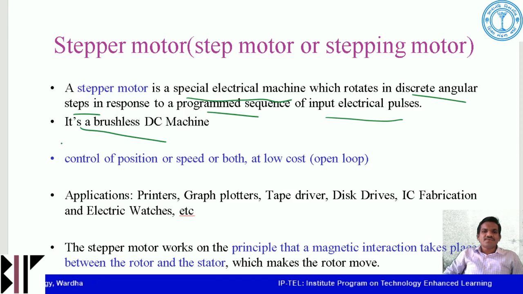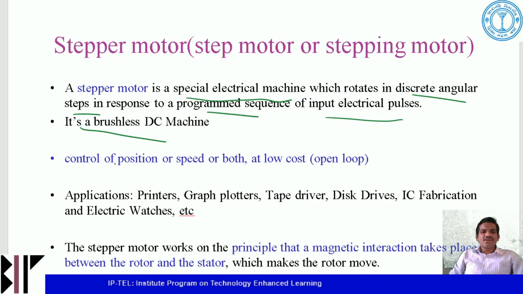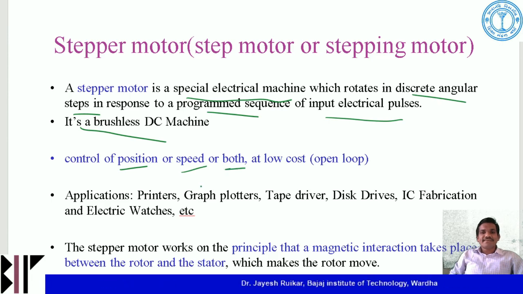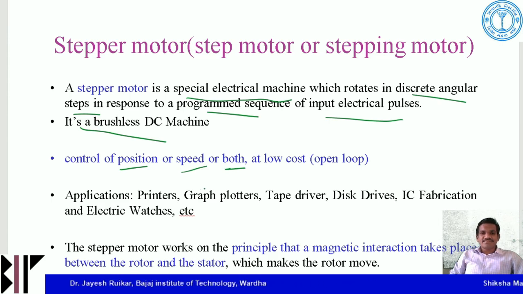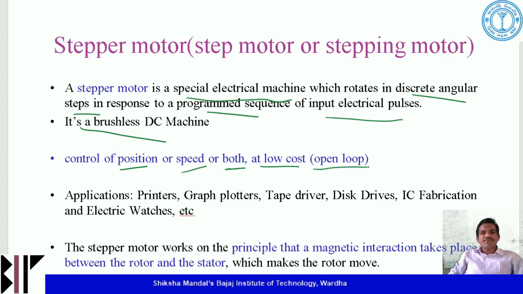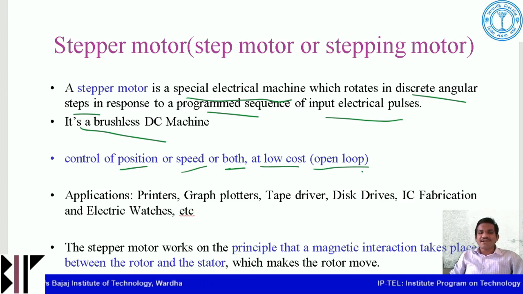Okay, so control and position. Whenever in automation you want to control the position of the motor, or the speed of the motor, or both speed and position of the motor, then the stepper motor is the best choice, or you can say a top choice. And also the stepper motor is available at very low cost. The second point is that in the stepper motor there is no feedback loop. No feedback is given to the stepper motor, so it works on an open loop configuration.